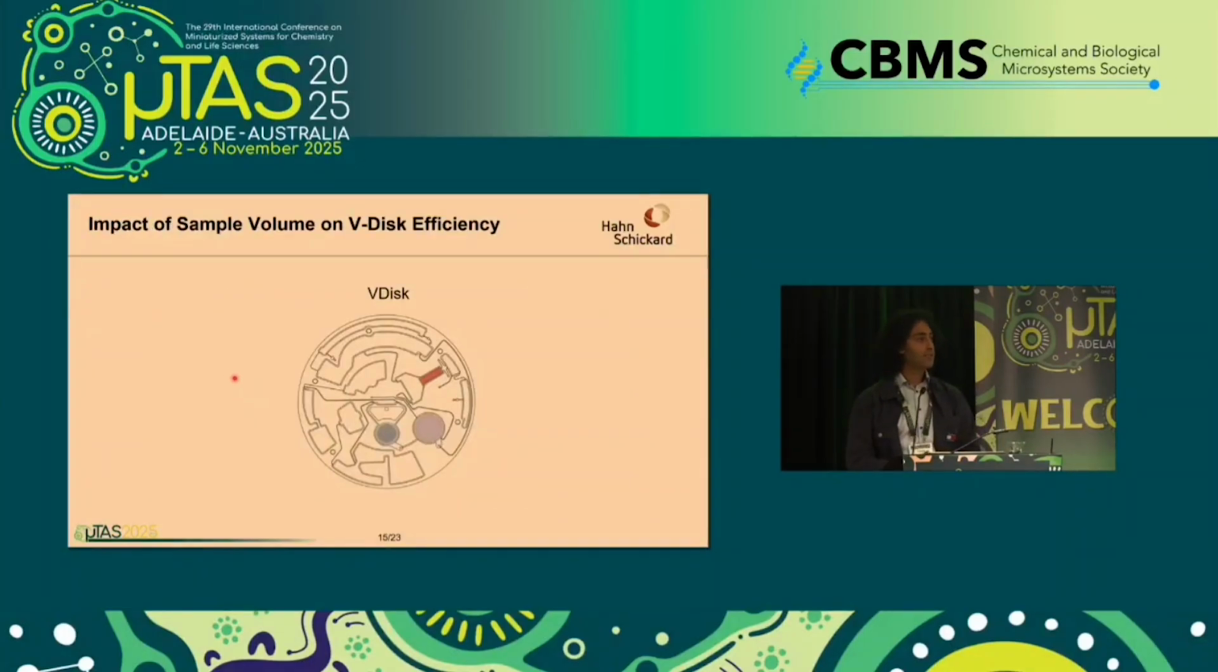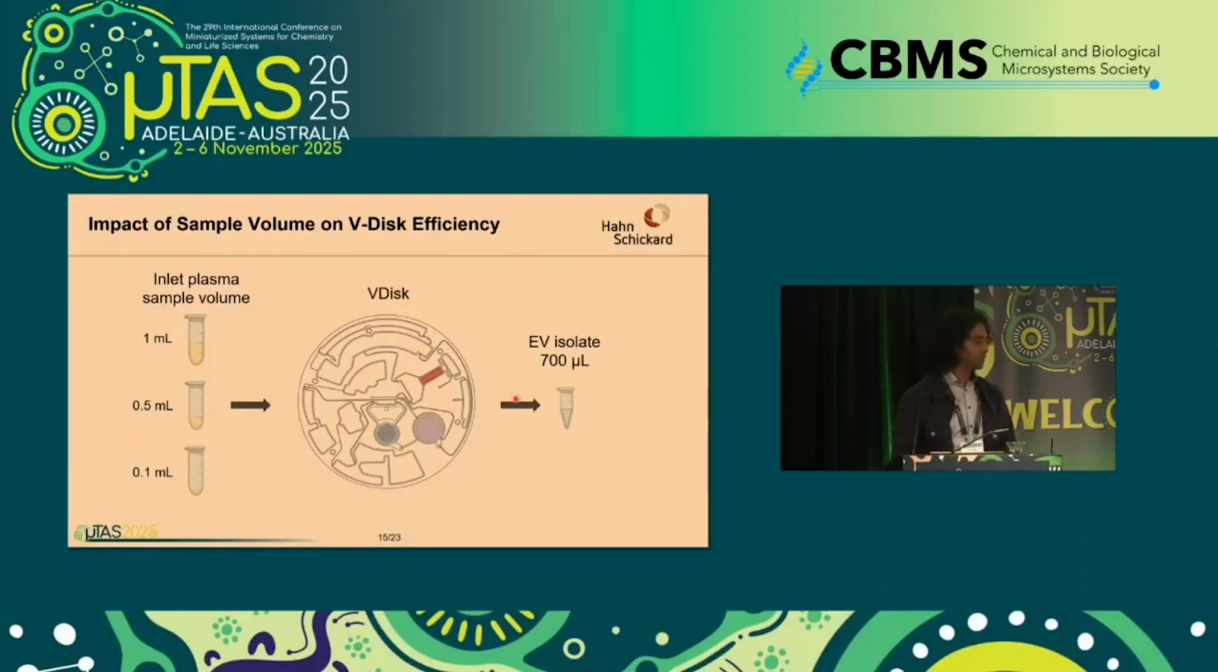However, until now, we always processed the VDisk using 1 ml of plasma sample, which was the initial volume we were aiming for when we started designing the disk. But at some point, we thought it would be really interesting to see how much changing the input volume would change the efficiency of this platform. And that's why we repeated some part of the experiments using different plasma volumes: 1 ml, 0.5 ml, and 0.1 ml of plasma sample. And at the end, all of these samples ended up in 700 microliters of the EV isolate.